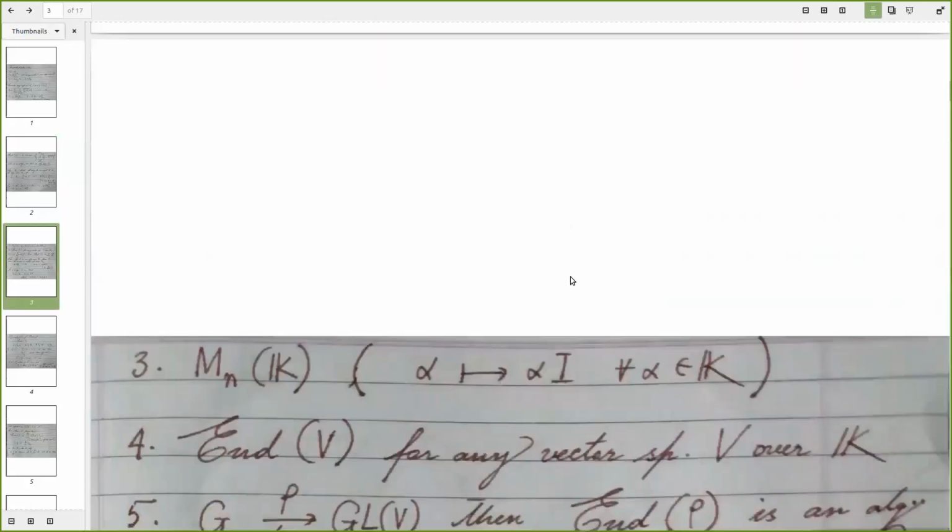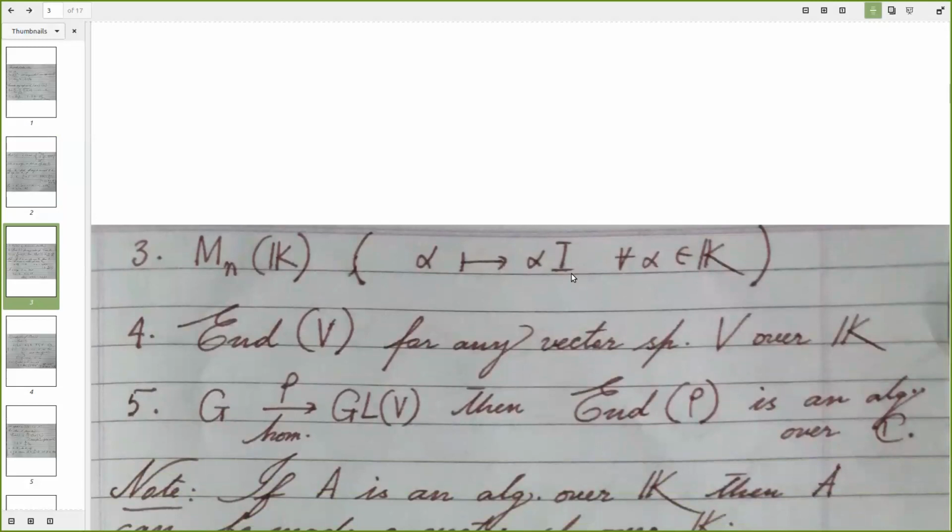Okay. Next example is the matrix algebra. You just fix a natural number n and consider the set of all square matrices of order n over the coefficient field K. So it's an algebra over K. The homomorphism which makes it an algebra is the following: each alpha in the field K maps to the scalar matrix alpha times I. And since we know the scalar matrices commute with every other matrix, in view of that, this becomes an algebra over K.